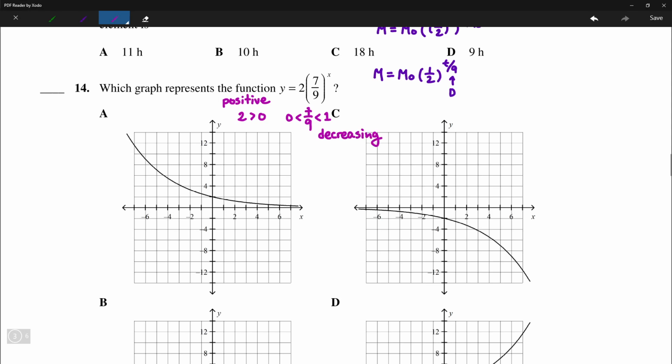So we're going to be looking for the exponential function that is positive but is decreasing. And the only one that matches those criteria is A. So the choice is A. Okay, we can also see that the y-intercept is 2 for that one as well, so that also makes sense.